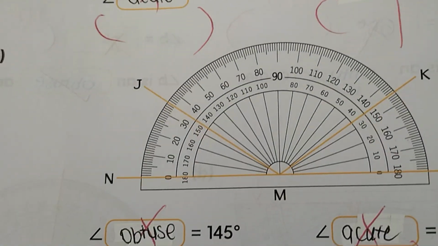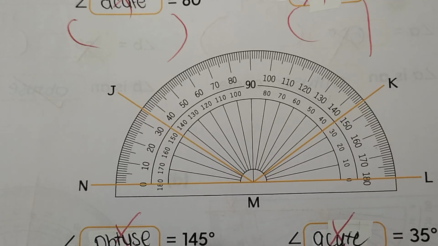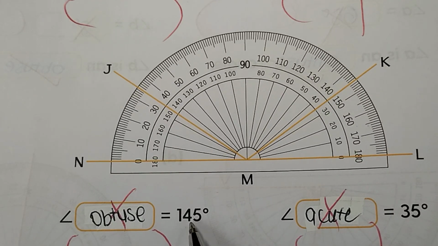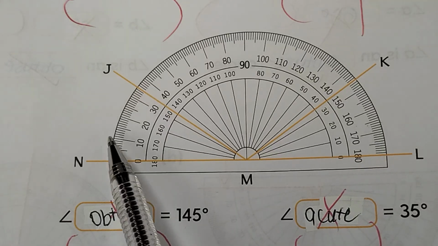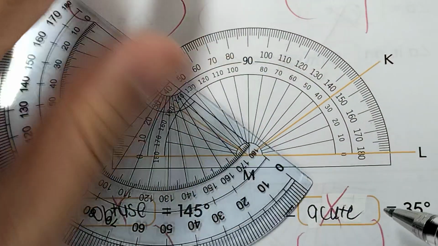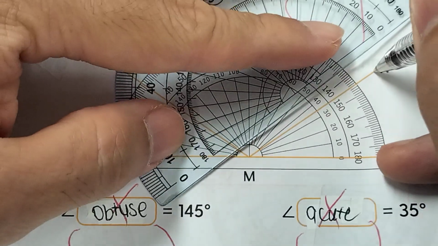Now, next one, similarly, let's look for angle 145. You know this is an obtuse angle, right? 145, so it must be a big angle. Let's look for 145. Yes, I found it. So this line here is where 145 is.